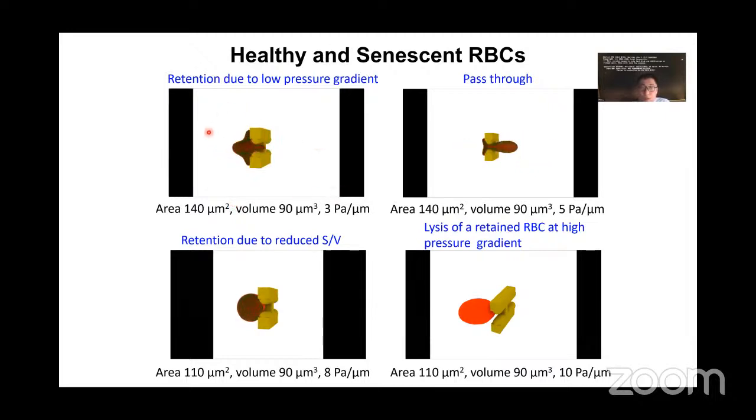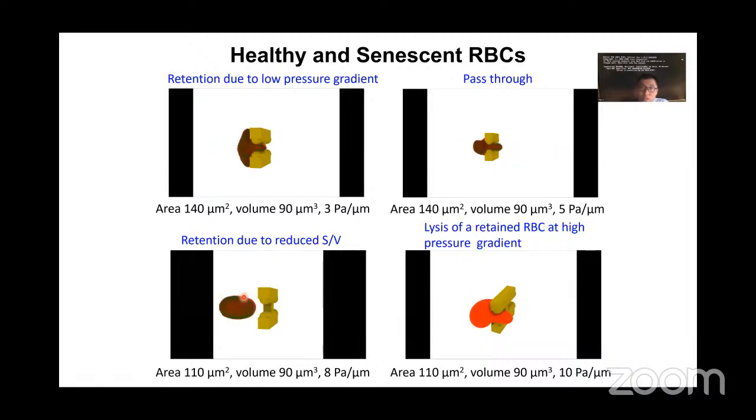First, we simulate the red cell passing through the slit, driven by a pressure gradient of 3 Pascal per micrometer, and we find that this driving force is not sufficient to drive the red cell through the slit. And then we increase the pressure gradient to 5 Pascal per micrometer, and we find that the red cell can pass through. And in the next case, we simulate an aged red cell passing through the slit.